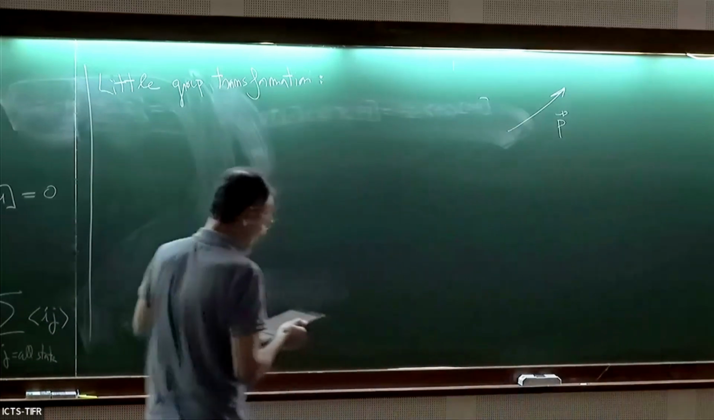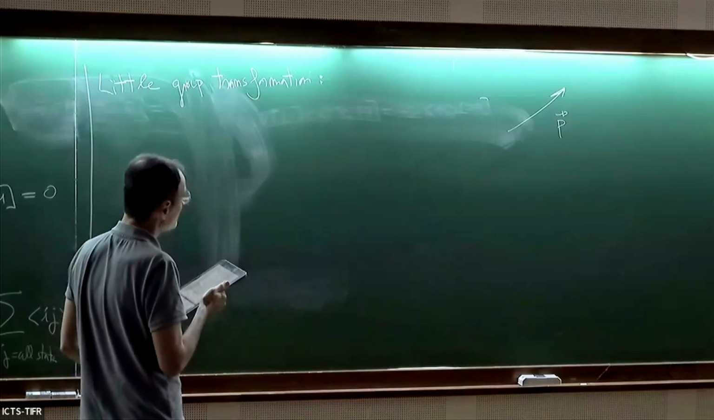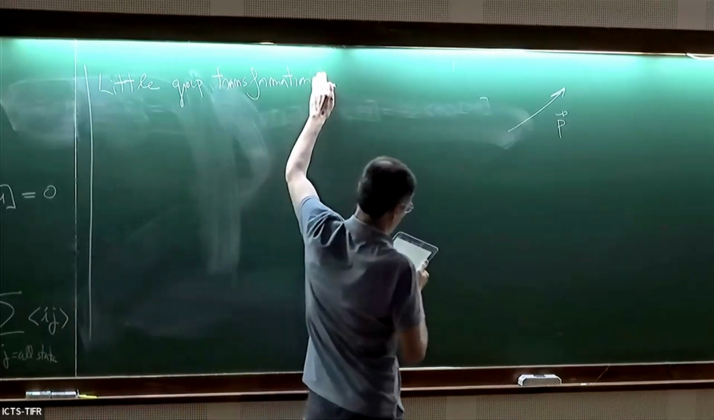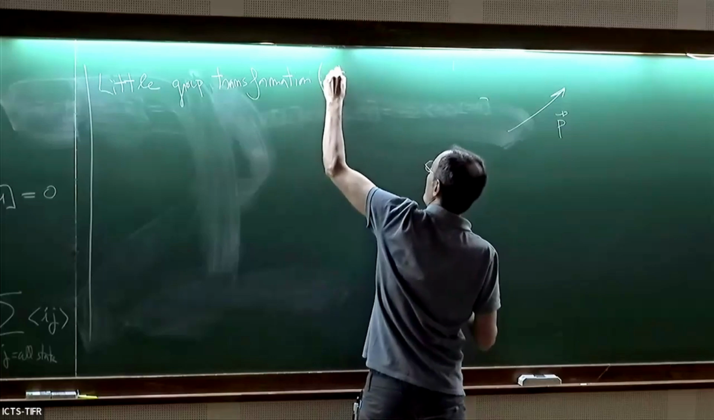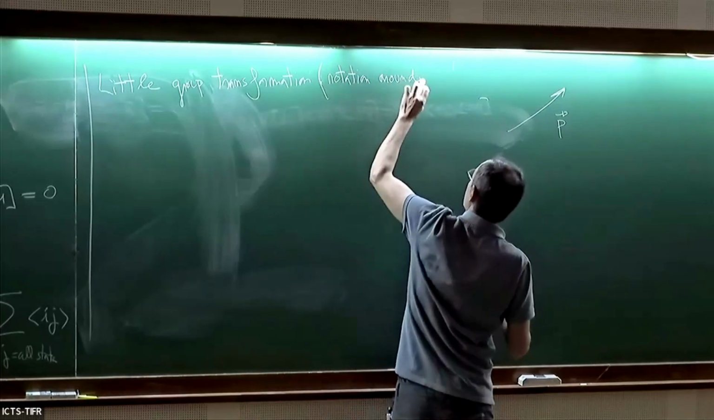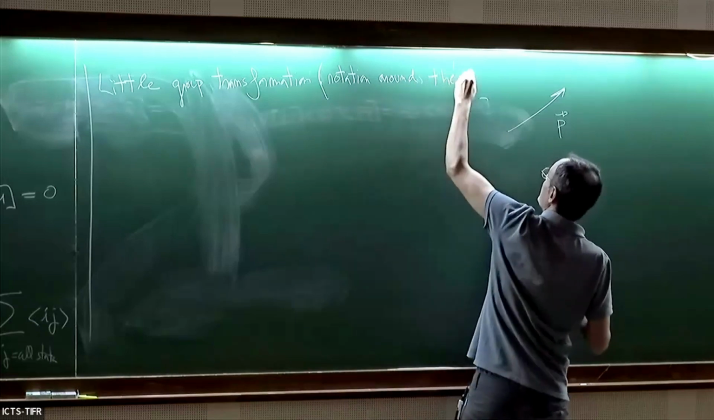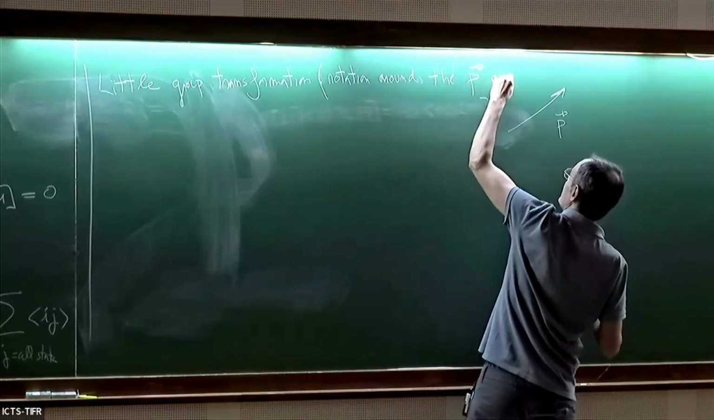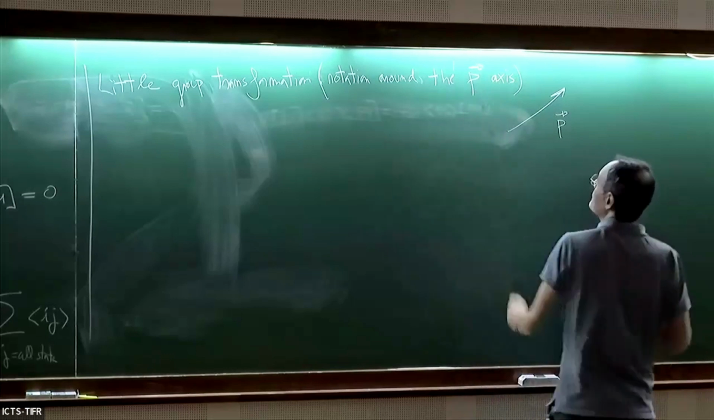The extra things in the little group, I don't need them. In some sense, this is the rotation. The only thing I need is the rotation around the p-axis of a state.